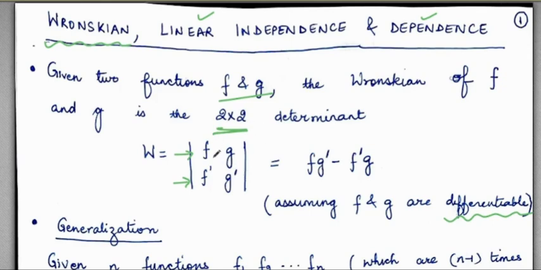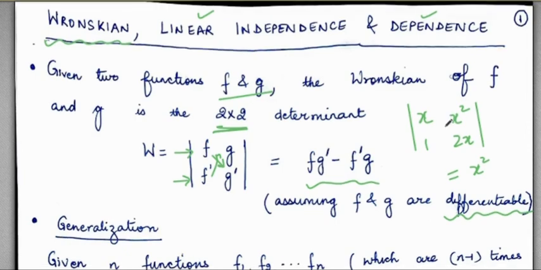So we just open it as a 2 cross 2 determinant, so it becomes f into g dash minus f dash into g. So that's the definition of a Wronskian. For example, if you want to calculate the Wronskian of x and x square, f of x is x, g of x is x square, then the Wronskian will be given by x and x square in the first row, the derivative of x, which is 1, and the derivative of x square, which is 2x, in the second row, and then you open it as a 2 cross 2 determinant. So it's 2x square minus x square, so the answer will be x square. So that's how Wronskians are determined.